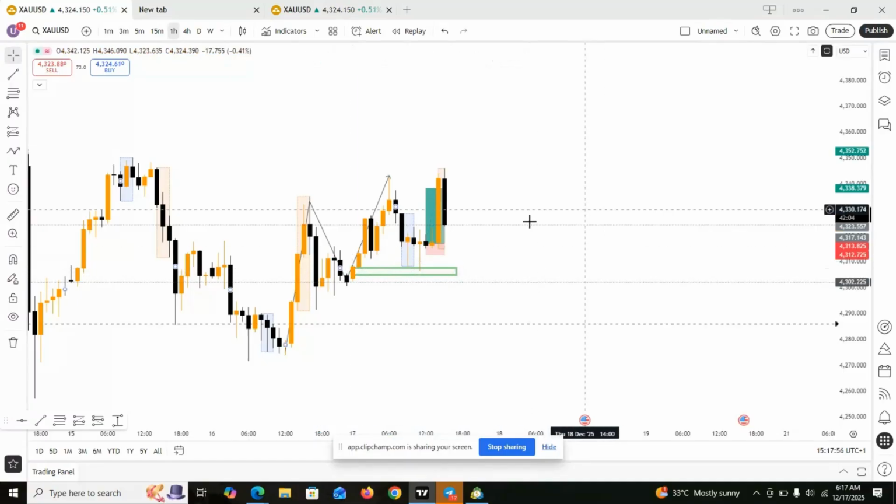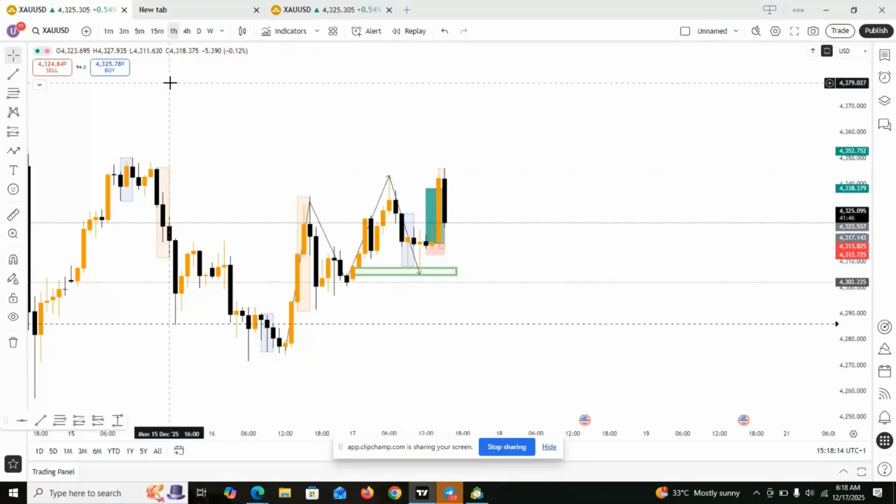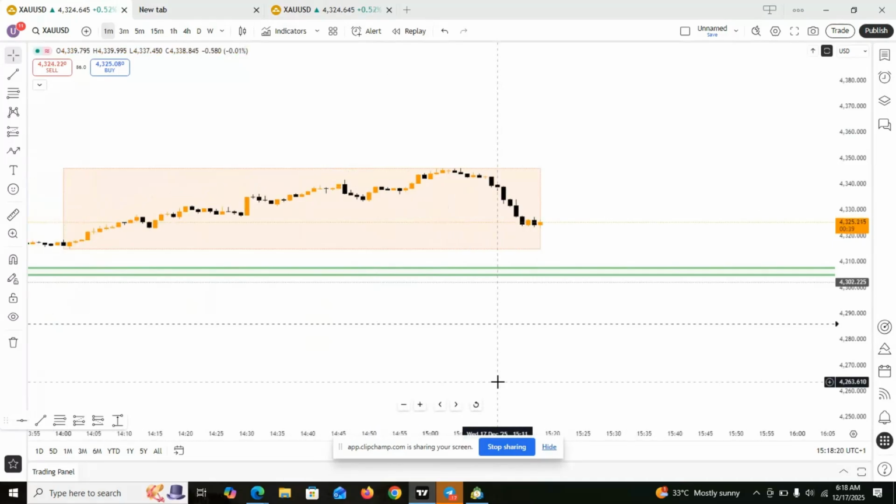After highlighting it, I waited for price to come into this zone and tap into it. You can see this candle tapped into this zone and created a wick. As price tapped into this zone, I moved down to a smaller time frame. I use 1 minute, at times I use 5 minutes. So this is the 1 minute time frame. Let's just see what happened.